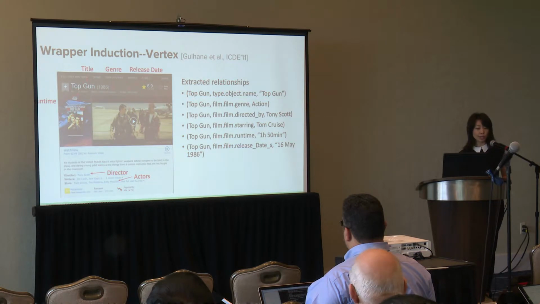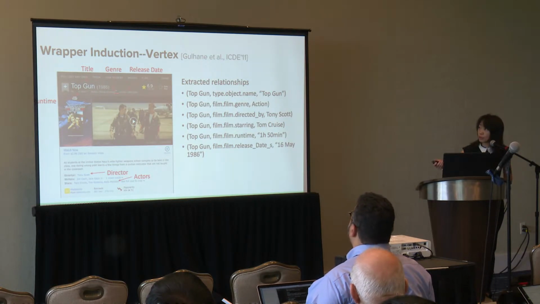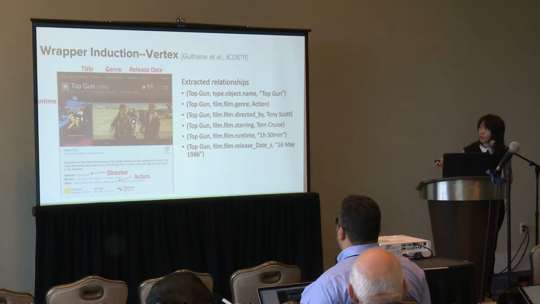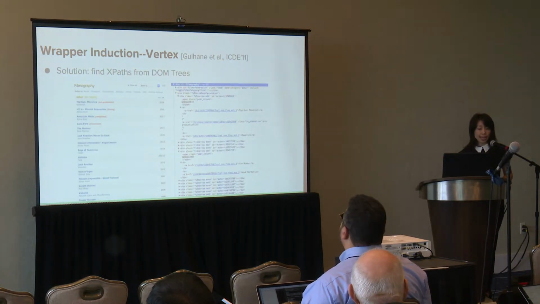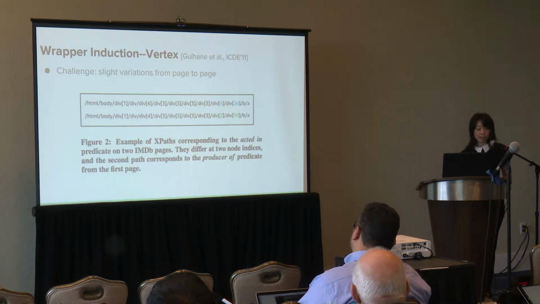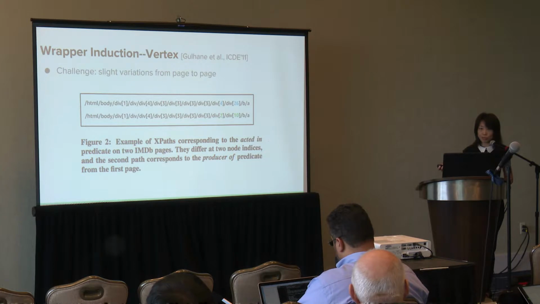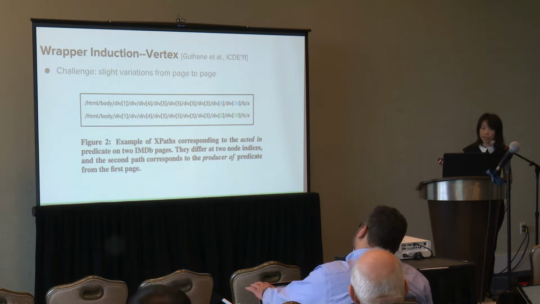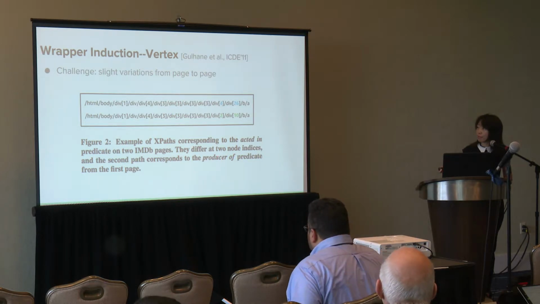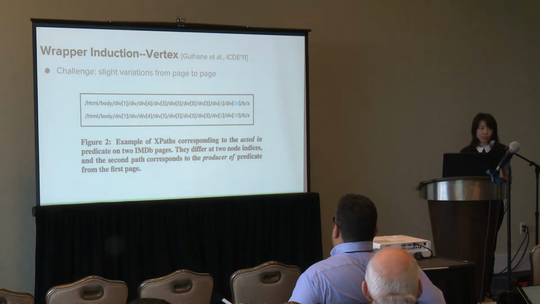The early work to extract semi-structured data is wrapper induction, where we highlight strings on the semi-structured data sources, saying this is the title, this is the genre, this is the release date, and then it will learn a way to extract all of the relationships. The solution is basically to find the XPaths from the DOM trees. Why is this hard? It's because of the variety from page to page, even in the same website. Here we have 2 XPaths for the acted-in relationship from 2 different pages, and you see that the indexes are different. You might consider, okay, let me just use a star for these 2 indexes. However, this XPath will give us the producer-of relationship from the first page. So it's not that easy.